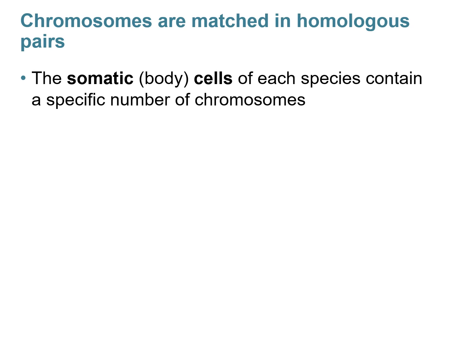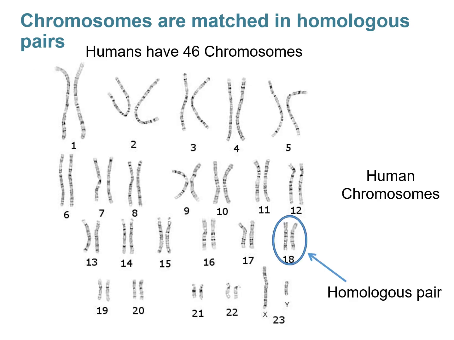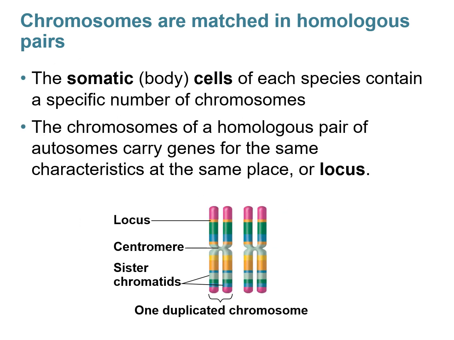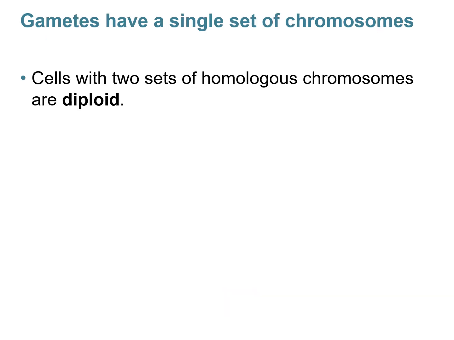All of the cells in your body contain a specific number of chromosomes. For example, as I mentioned earlier, human beings have 46 chromosomes. Homologous pairs of chromosomes contain the same basic information. This is because all chromosomes carry genes that are located in specific locations on the chromosome's body, called a locus. Most chromosomes are autosomes. These are chromosomes that are not associated with determining your sex. The only exception would be the X and Y in humans. Those would be sex chromosomes.